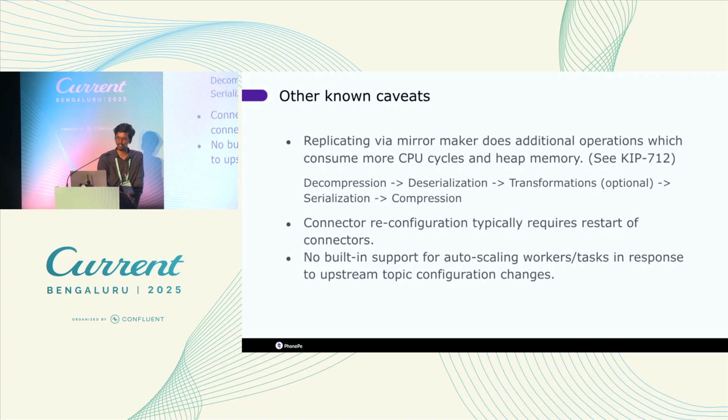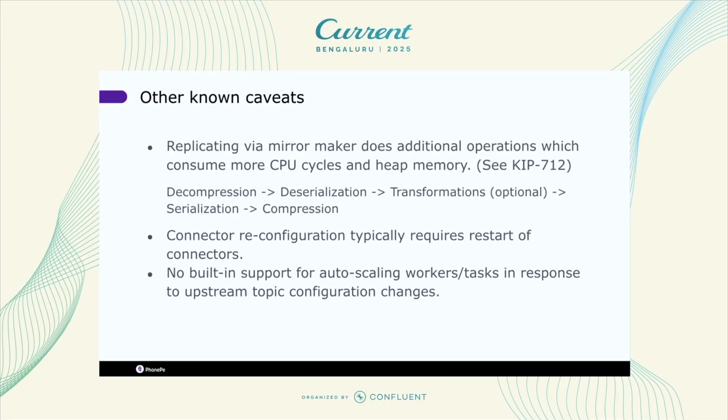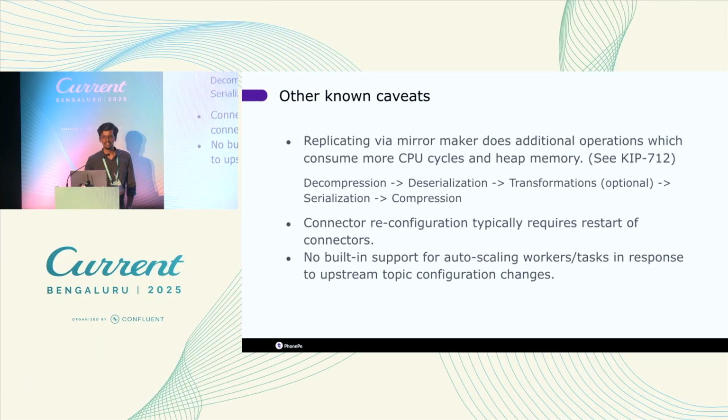We'll talk about other caveats, some of which are known. MirrorMaker introduces additional overhead in terms of CPU cycles consumption and heap memory. Pinterest had a KIP, 712, for supporting shallow mirroring, as they call it. Even though in the case of MirrorMaker we are simply copying data from source cluster to target cluster, it is going to do all of these operations, which obviously consume more CPU cycles and heap memory, and it also leads to poor GC behavior.